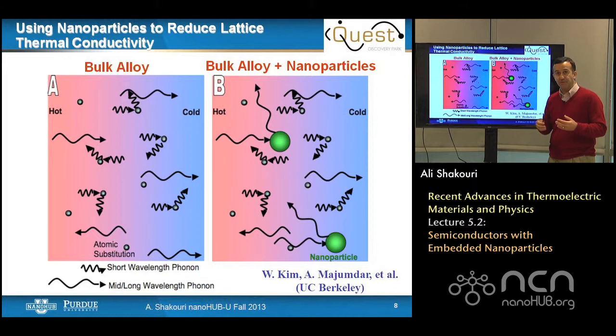The analogy that Arun Majumdar gives is like having clouds in the sky. That's why the sun doesn't have as much radiation when it reaches Earth when you have clouds, because the size of the water droplets is a similar size to the light wavelength, so you can scatter light efficiently. That's what is happening for phonons inside the semiconductor.